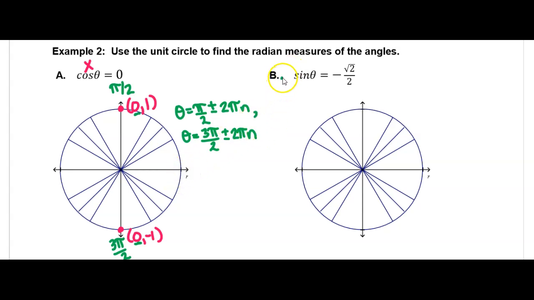All right, go ahead and pause the video and try out example B. You're looking for where the sine is -√2/2. Remember, sine is our y coordinate. So where is our y value going to be -√2/2? It's going to be negative in the bottom two quadrants. Again, if you think of all students take calculus, sine is positive in quadrants 1 and 2, so it must be negative in 3 and 4.